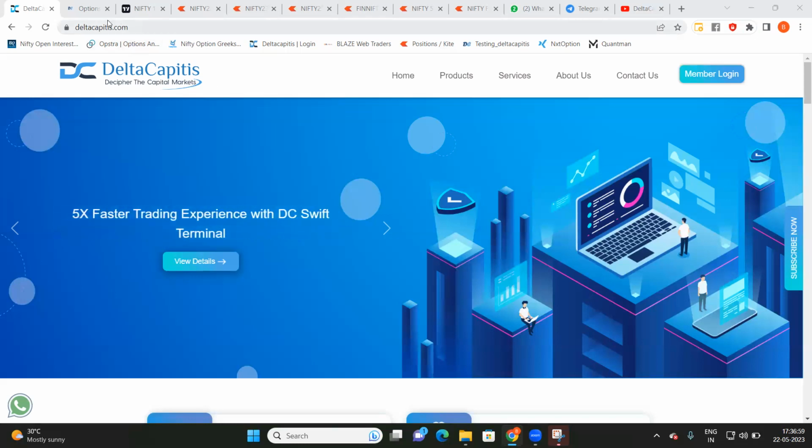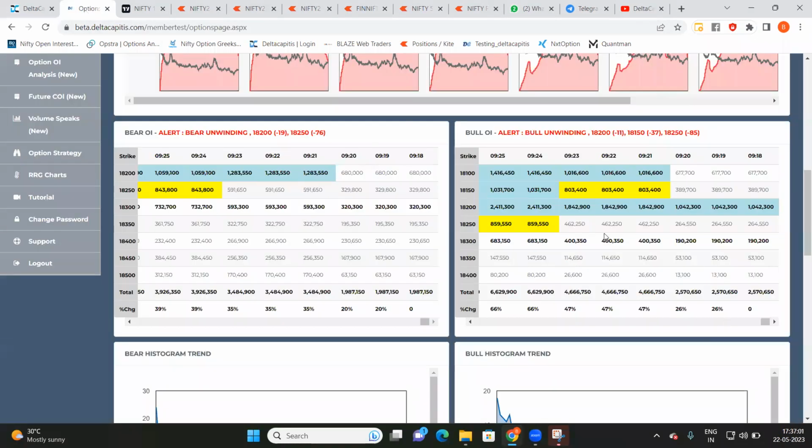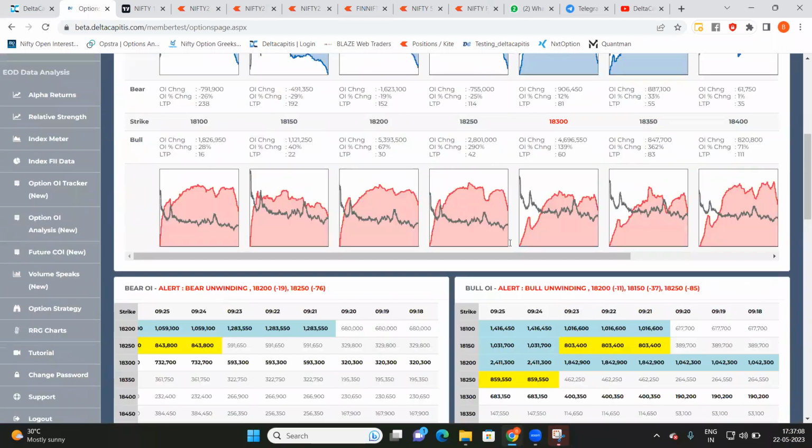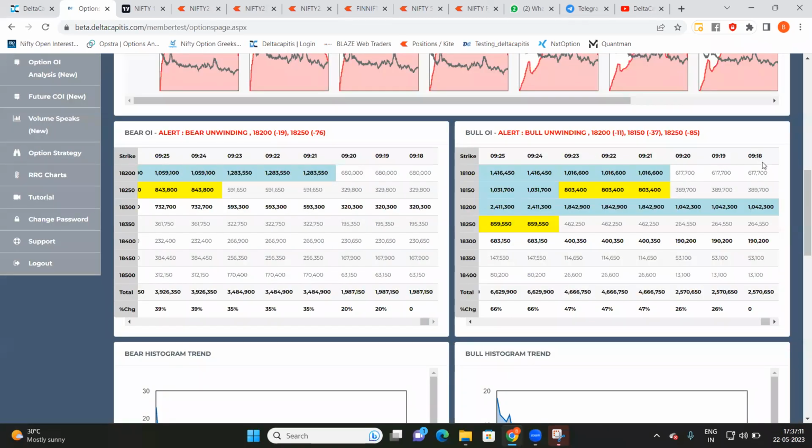Let's take a look at a simple example. This is the data of today for Nifty, and I am populating data of the 22nd. At every minute, right from 9:18 onwards, I will put the build-up happening on the bullish side in the right-hand column, and the positions building up on the bearish side in the left-hand column.